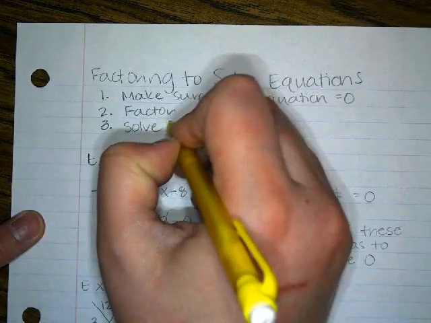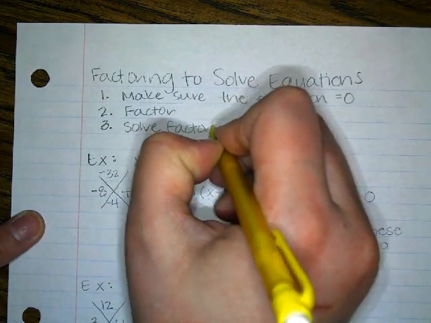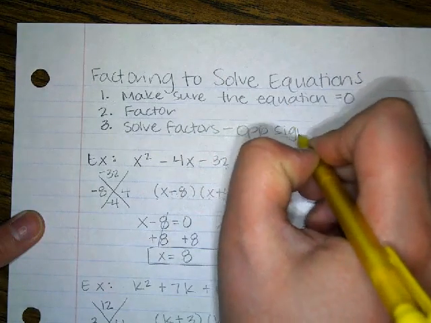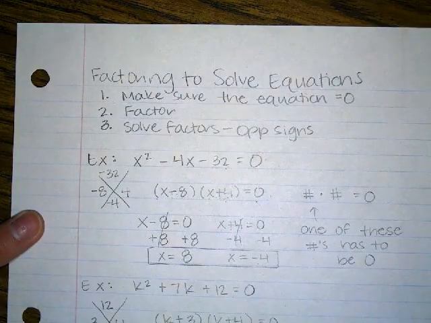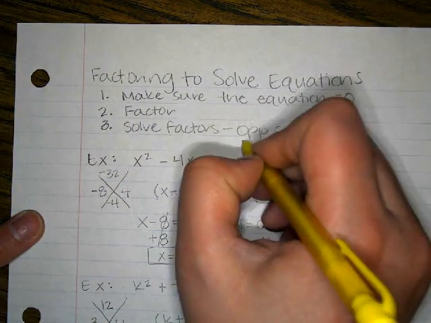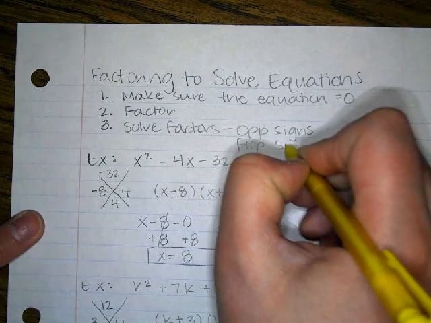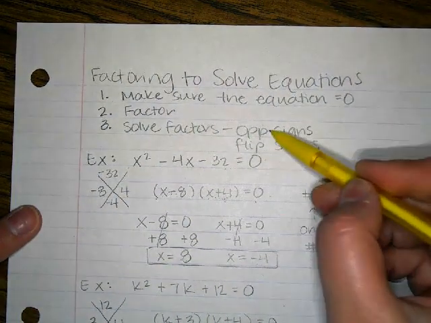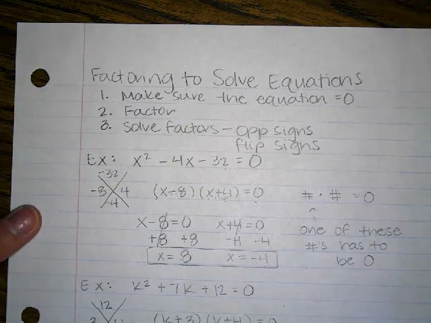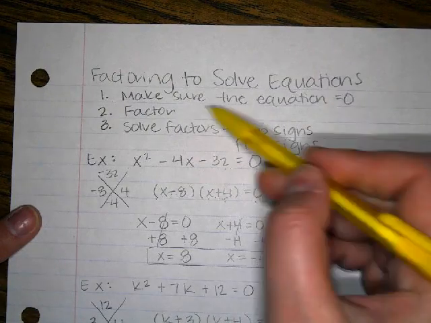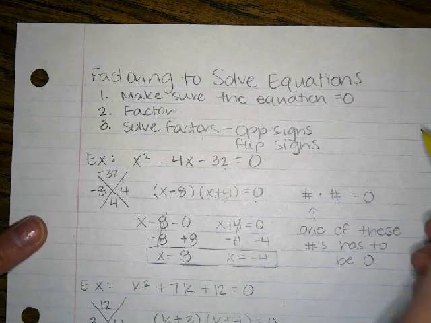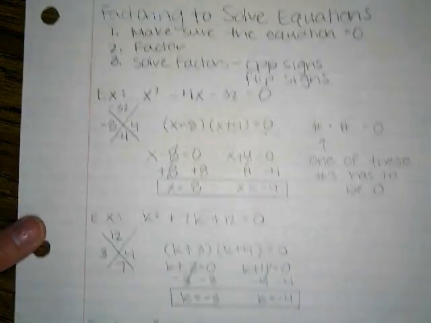Factors, and maybe we could say opposite signs. Does that make sense? That's what we just noticed. Flip signs. So you can phrase it whichever way you need to phrase it so that your notes make sense. So we made sure the equation equals 0, then we factor it, then we solve the factors. Okay? All right, let's try another one.